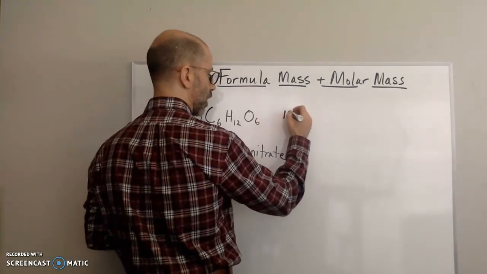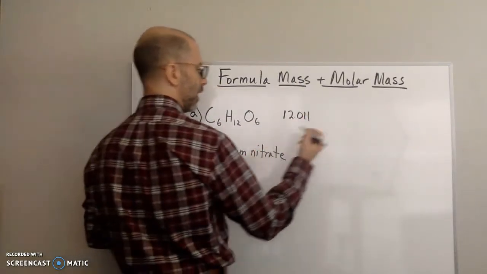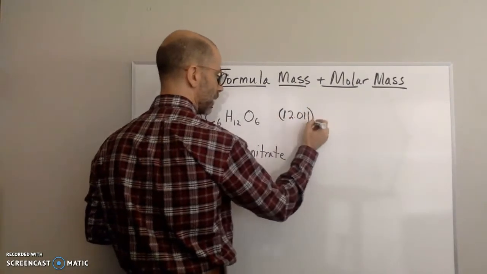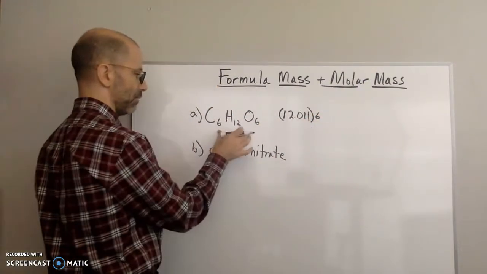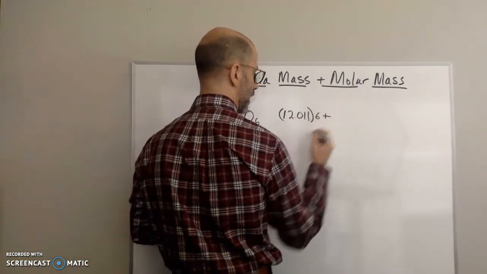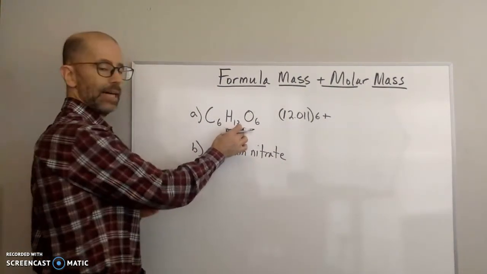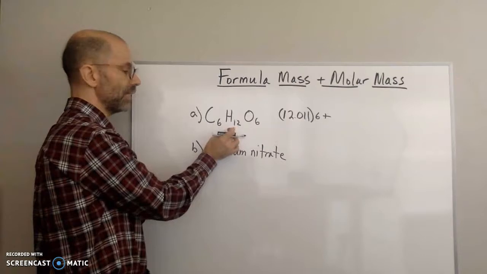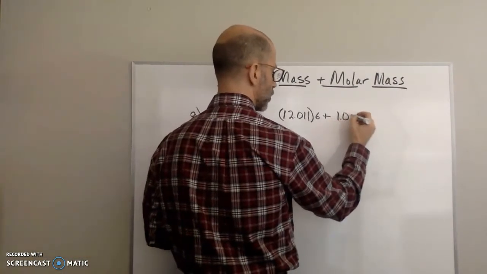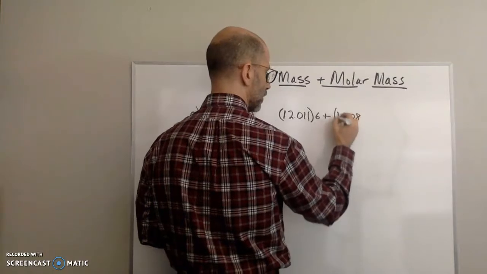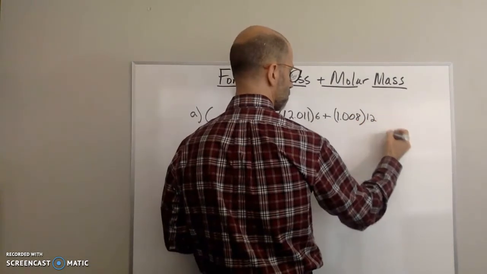I looked that up on my periodic table. The atomic mass of carbon is 12.011. I'm going to multiply that by 6 because that's how many carbons I have. And then I'm going to do the same thing for hydrogen. I have 12 hydrogens. I look up the atomic mass for hydrogen. That's going to be 1.008. And since I have 12 hydrogens, I'm going to multiply that by 12.